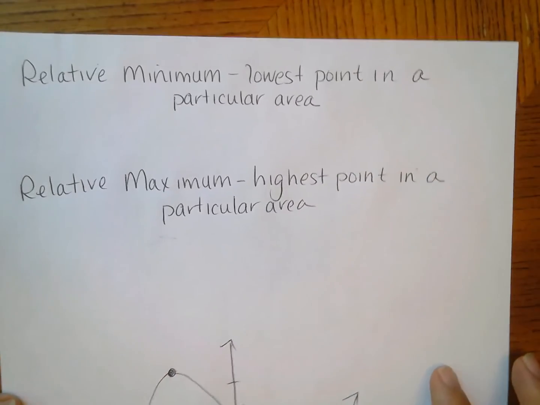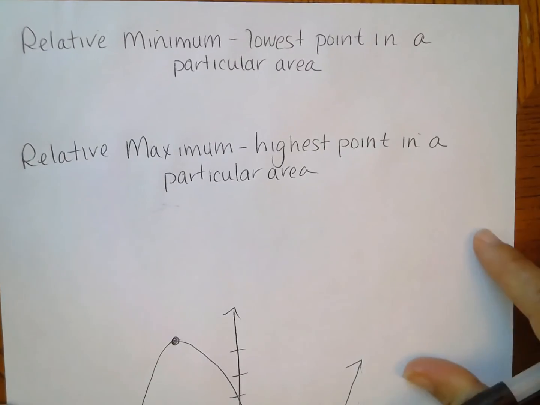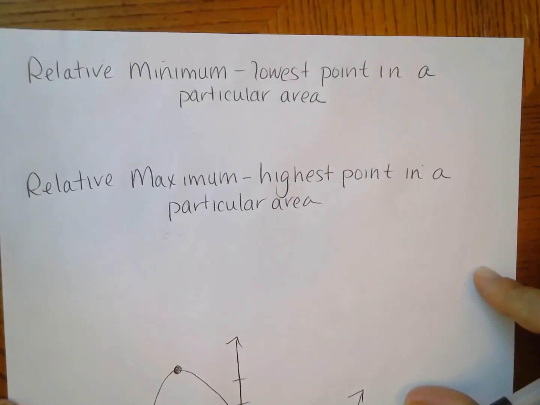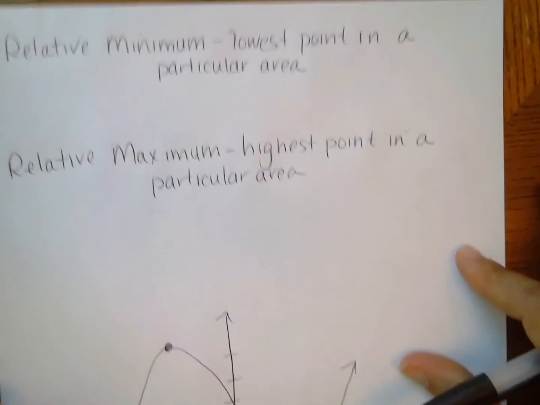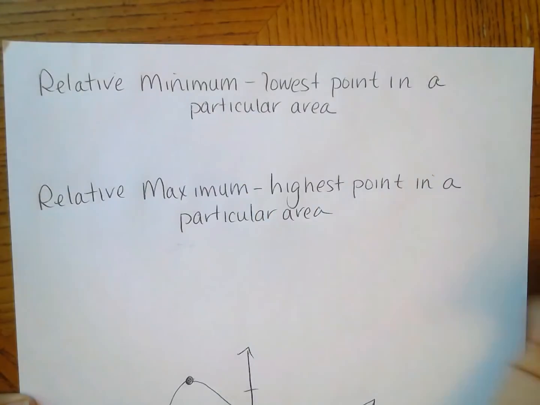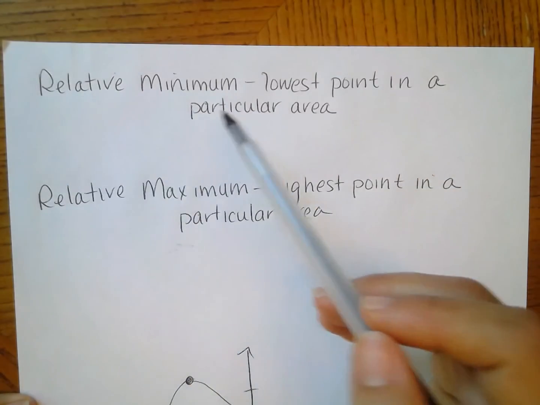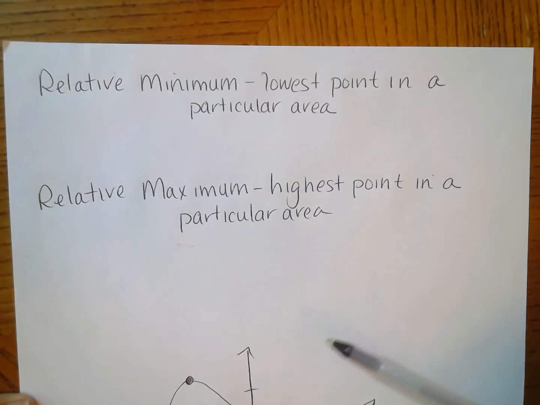So while we're here, while we're talking about increasing and decreasing, a relative maximum and a relative minimum. These definitions are in your book in 1.2, but really, relative means that it's the lowest point in the area. Minimum means small, right? So relative minimum means it's the lowest point in a particular area. Relative maximum means it's the highest point in a particular area. It doesn't mean it's the highest point on the graph. It just means the highest point in the area, and the min is the same.